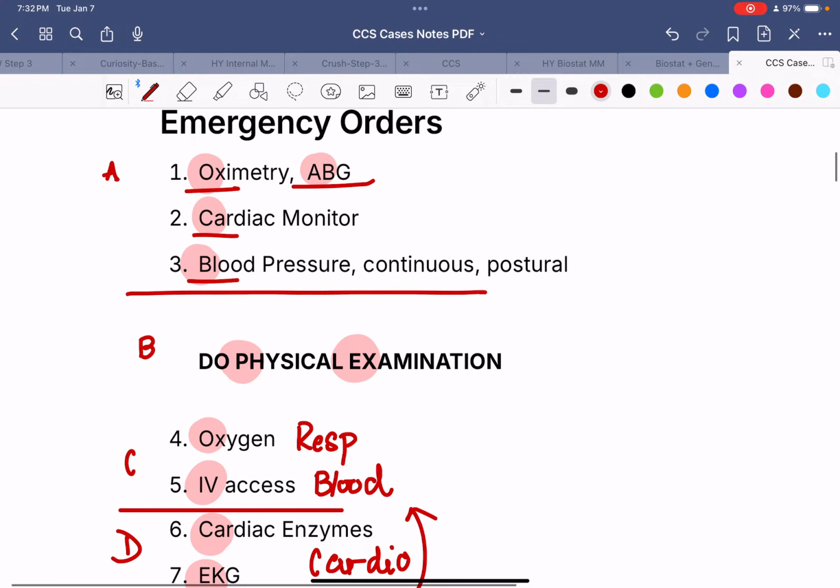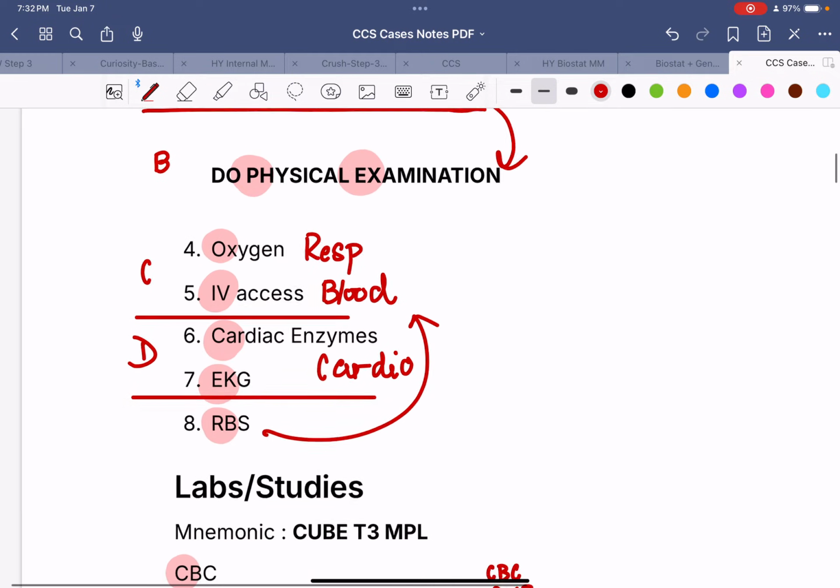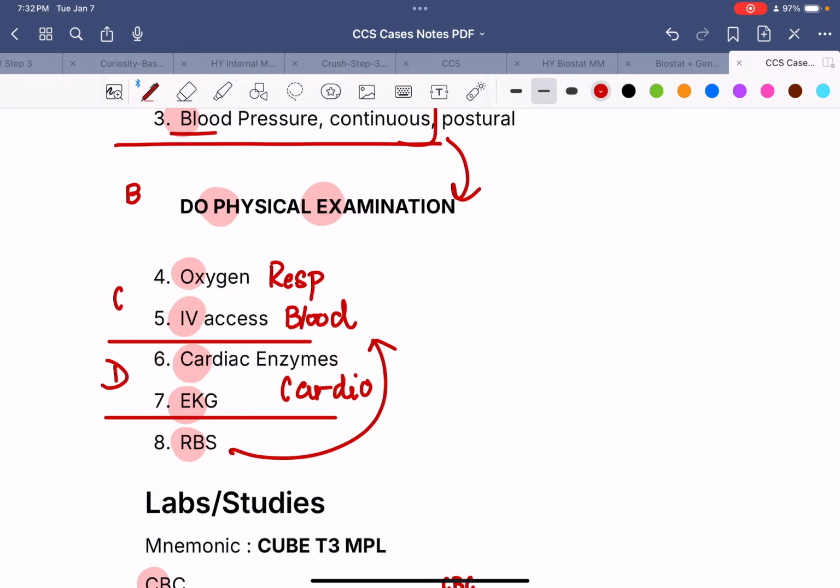Secondly, after we have done these and ensured that the patient is actually stable, doesn't need oxygen or any acute intervention, then we are going to do a focused physical examination. So that's step B. After that, we are going to administer the appropriate emergency orders, which will include oxygen if the saturation is low, and IV access, of course, if you want to draw blood or give some medicines. Along with the IV access, we can do a random blood sugar testing as well. And since the patient is coming in an emergency, if there is some cardiac or chest cause, then we will do cardiac exams and EKG.